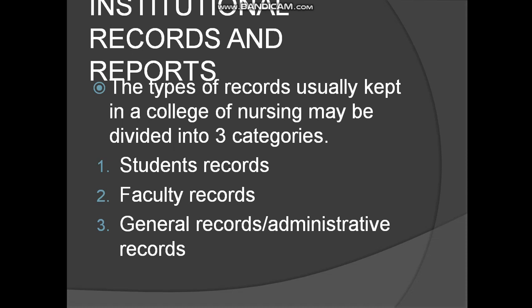Then institutional records and reports. What are the institutional records and reports? The types of records usually kept in the College of Nursing may be divided into three categories: students' records, faculty records, and general or administrative records.